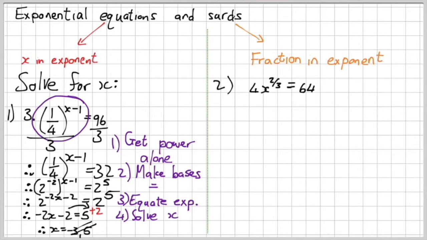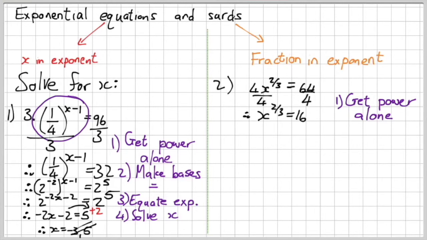So let's quickly have a look at step 1. Step 1 is again get the power alone. So in this case, I'm going to get that x to the 2 over 3 alone by dividing by 4 on both sides, which leads me to x to the power of 2 over 3 equal to 16.